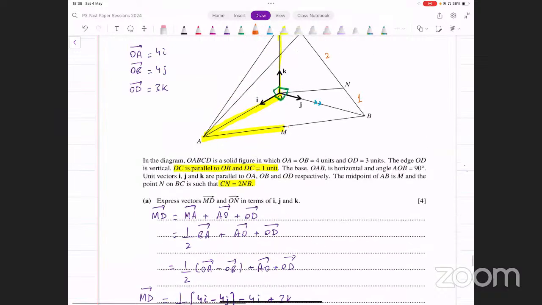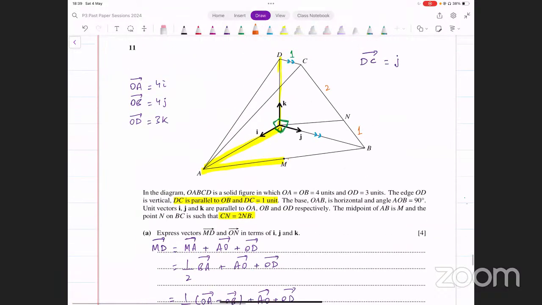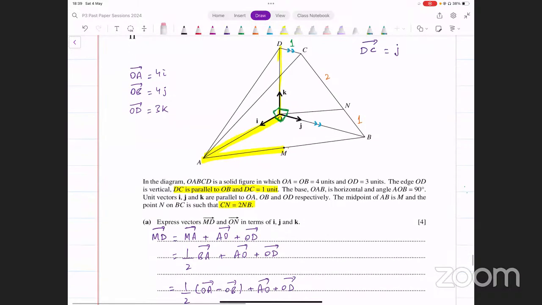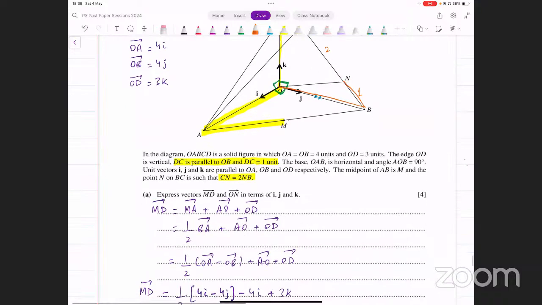Now the other vector that we're looking for is ON. So we need to start at O and end at N. Now, what path can we follow for this? We can say, let's go from O to B and then from B to N. This is one possibility, right? Let's do that. ON vector equals OB plus BN. Now, OB is known to us, that is 4 times j. The problem is BN.